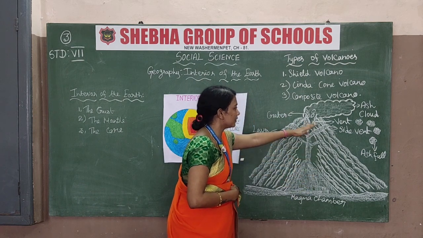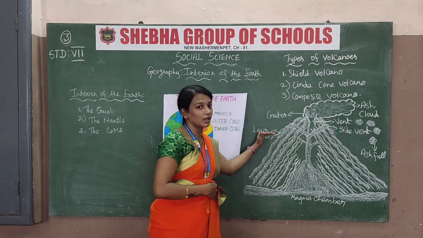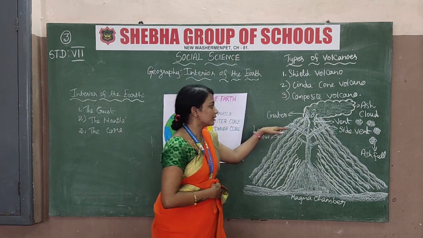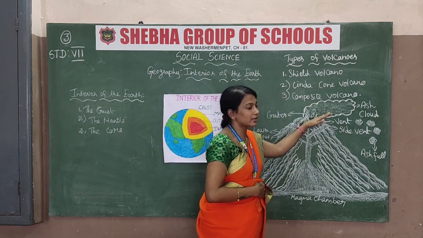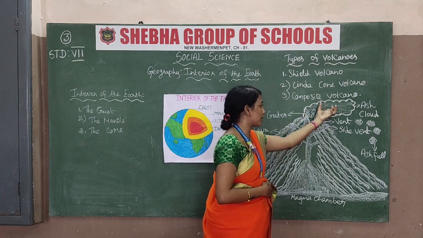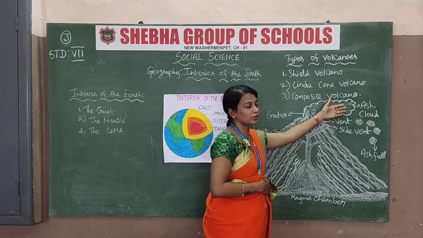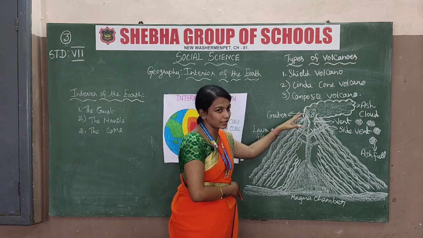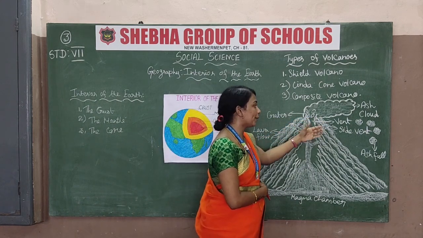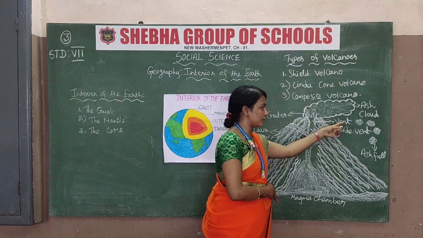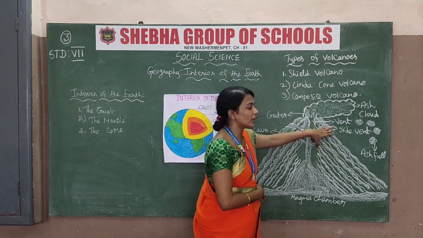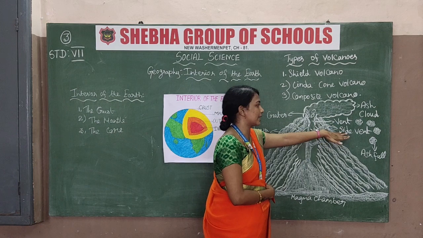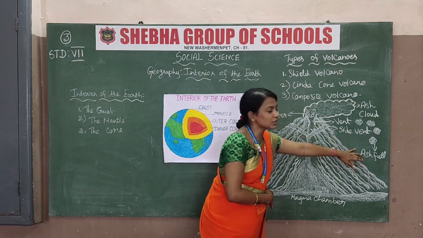When magma comes out and flows, that is what we call lava. This is the lava flow, and this is the ash cloud. When the ashes blast, ashes begin to come out. That is an ash cloud. And next is a crater. This funnel shape is what we call a crater. The vent is the opening of this place, and the openings on the sides of the mountain are called side vents, and this is the ash fall.